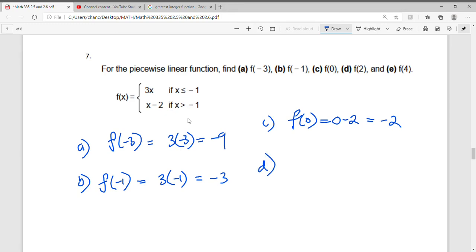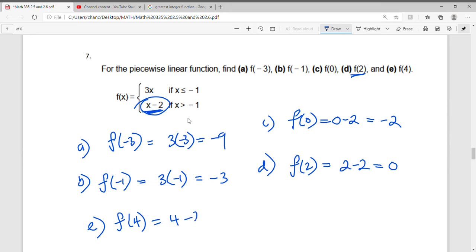For part D, we're looking for f of 2, and that's greater than negative 1. So again, we'll plug it into x minus 2. That's 2 minus 2. That gives me 0. For part E, since we're looking for f of 4, x is clearly greater than negative 1. We'll plug it into x minus 2 again. 4 minus 2 equals 2. F of 4 is equal to 2.